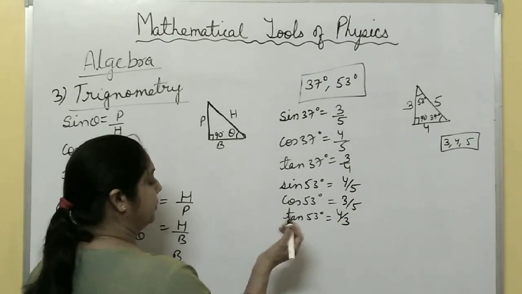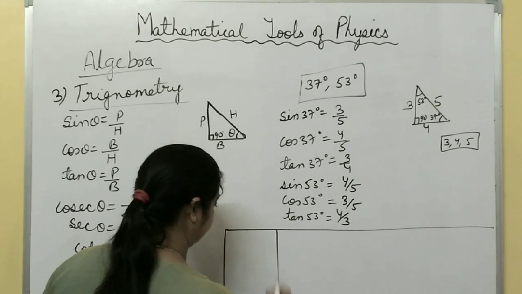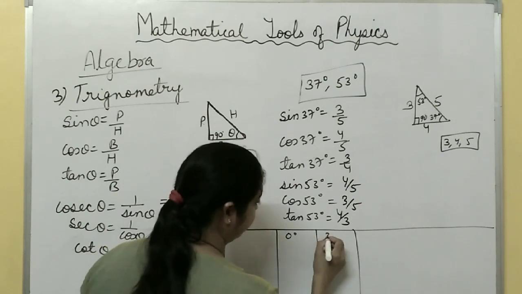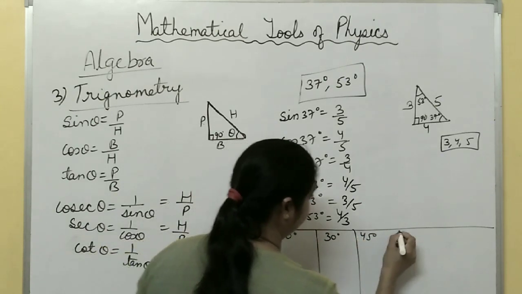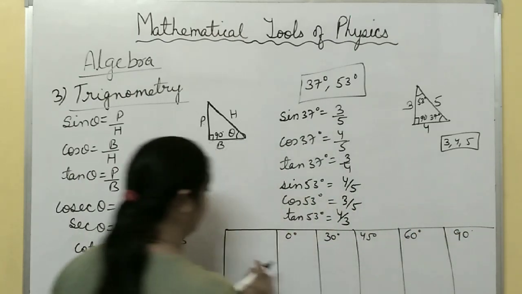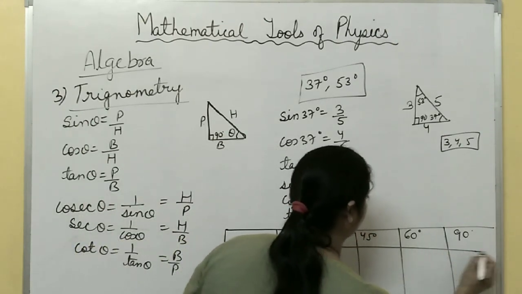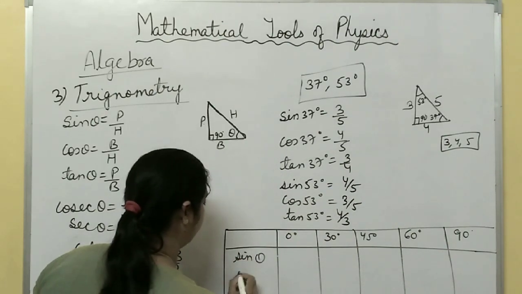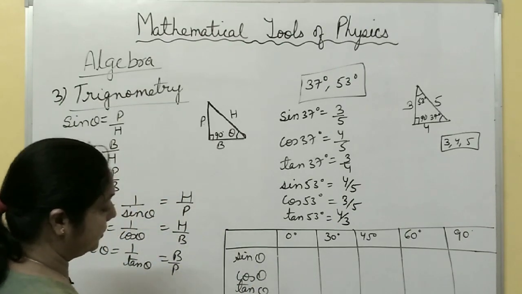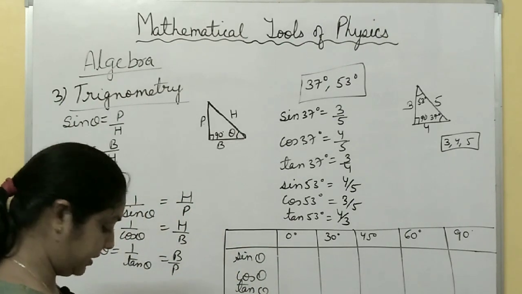And other values, you know, there is one table. You must remember this table for 0 degree, then 30 degree, 45 degree, then 60 degree, and then 90 degree. These values I think you know, you already studied in class 10th. Here is sine theta, cos theta, and then tan theta. And you know sine 0, cos 0, tan 0, sine 30, cos 30, tan 30, sine 45, cos 45. All these things you have to remember.